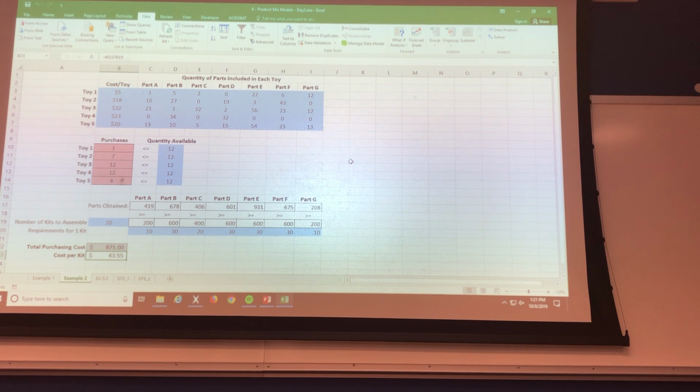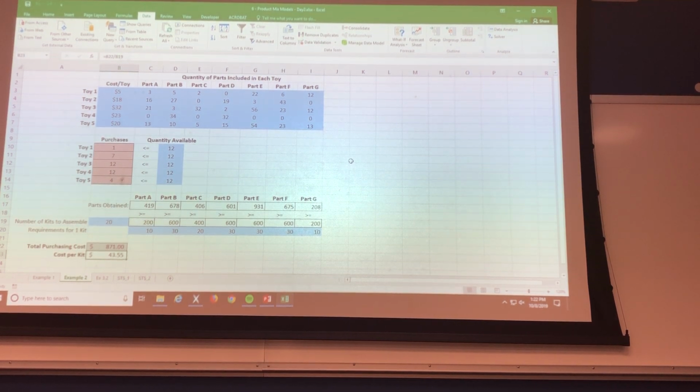So, it's gonna cost you $871, that's $43.55 a kit. And that's great, that's straightforward, that answers questions on the PowerPoint. But then, if you wanna think a little more about it, what's binding? What constraint or constraints are binding? What's binding on here?